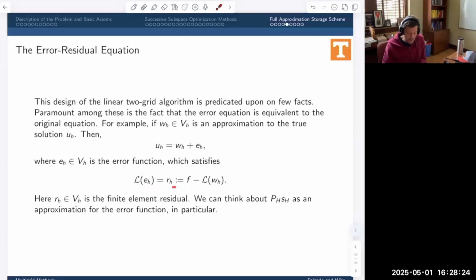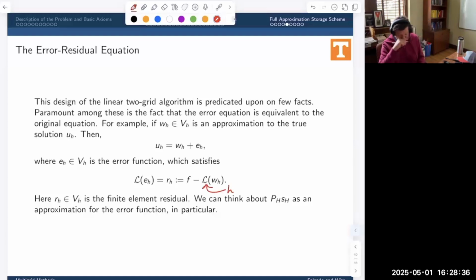LEH equals RH, where RH is F minus, that's a typo there. There should be an H there. Okay, so missing subscript H.